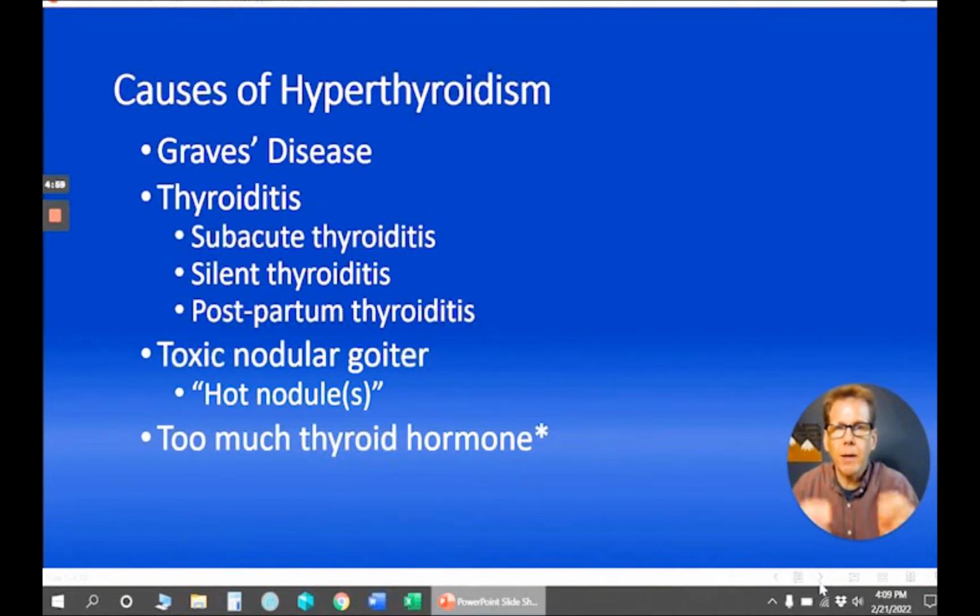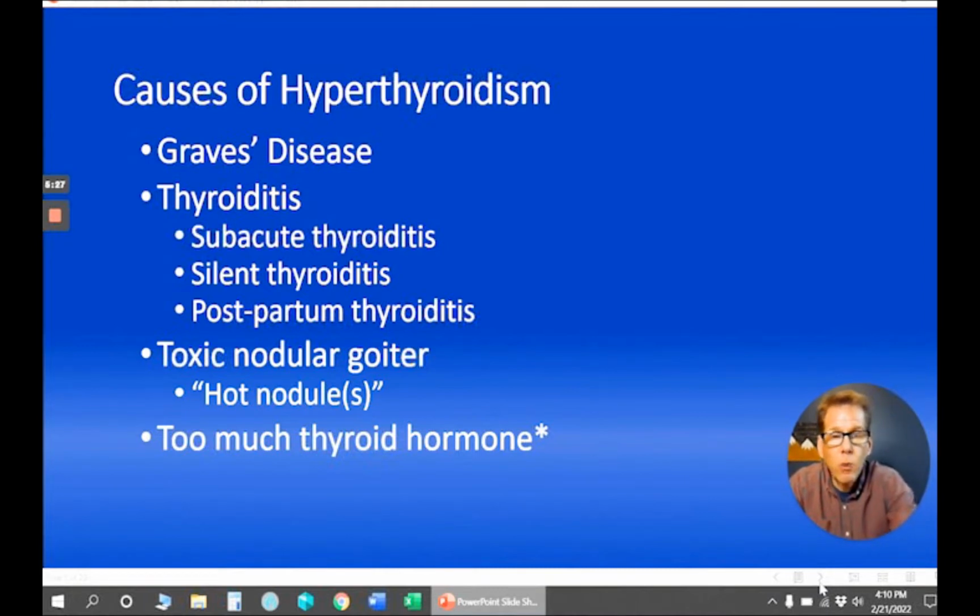Which is not 100% correct, but it's really close. Very common thing, probably the most common thing that we diagnose is a condition called Graves' disease. We're going to talk about that here in a minute. There is another condition called thyroiditis, inflammation in the thyroid gland, that has three particular forms: subacute thyroiditis, silent thyroiditis, and postpartum thyroiditis, that all have this characteristic pattern of causing overactivity followed by underactivity.